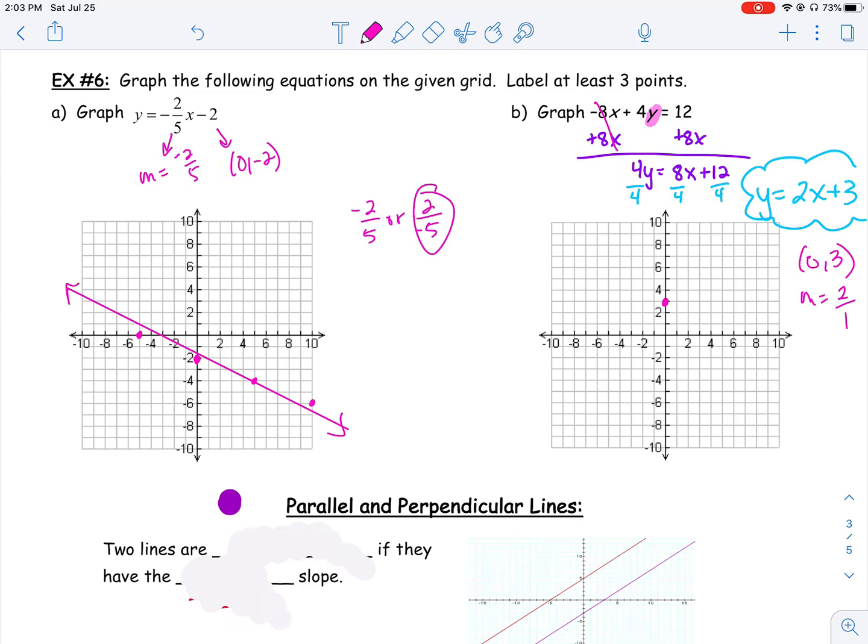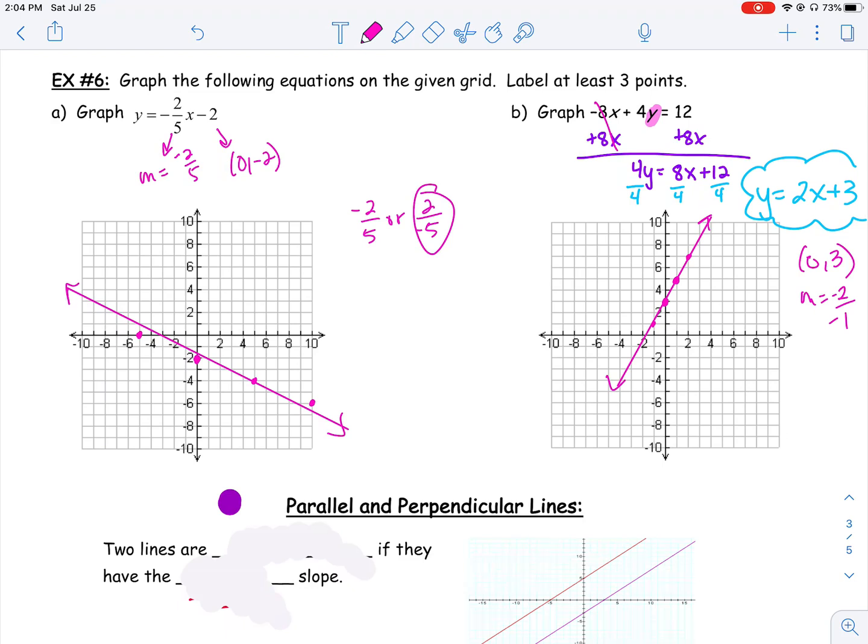If the slope is 2, or 2 over 1, that means I'm going to go up 2 and right 1, up 2 and right 1. Or could I go negative, negative? Because those two negatives make a positive, right? I can go down 2 and left 1, and I would still be on that same line. I can connect my dots, draw my arrows, and then I know that the line looks like this.